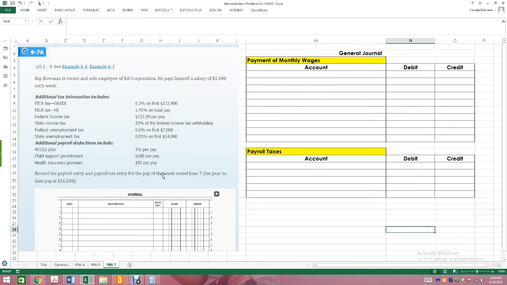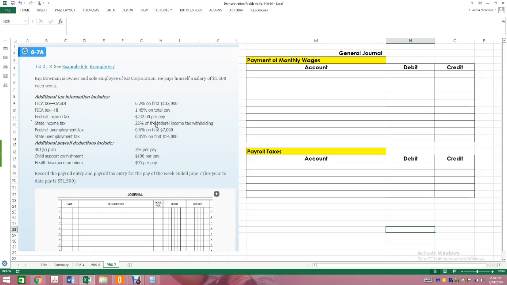Now we have our third and final problem that I will be covering in this particular video. So it says Kip Bowman is the owner and sole employee of KB Corporation. He pays himself a salary of $1,500 each week. They give you here some tax information, which you should know by now. They give you the rate for OASDI, for HI. They're telling you that you're going to withhold $232 for federal income tax.